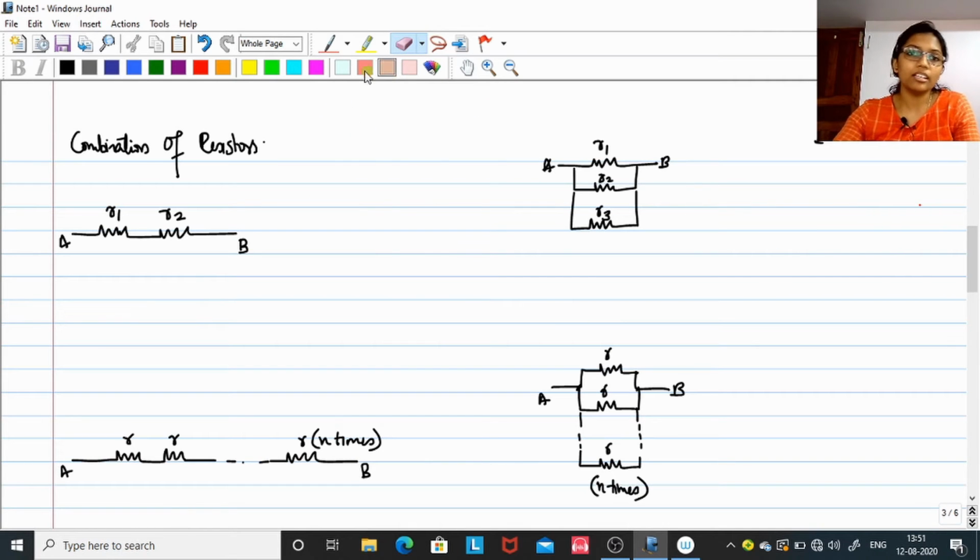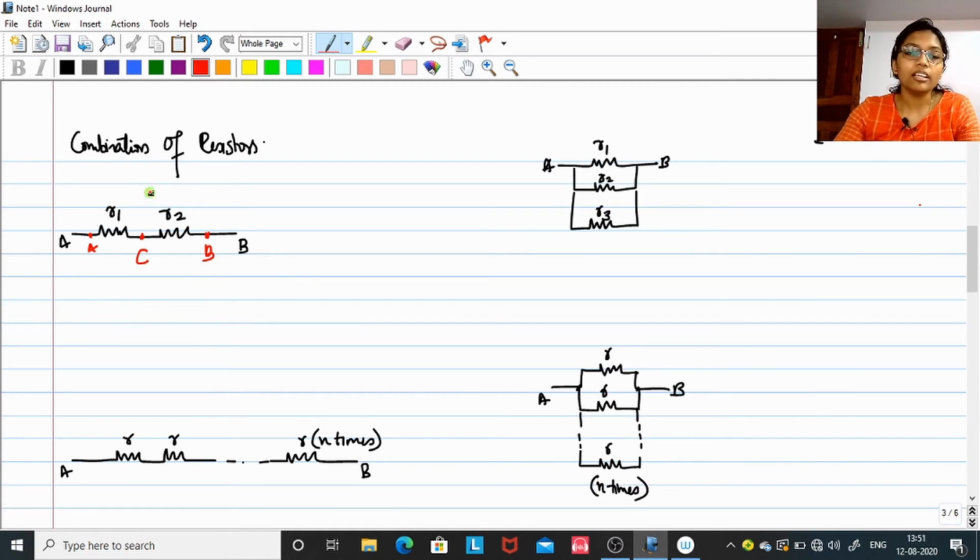Let me give you another viewpoint, that is to identify whether a given connection is a series one or a parallel one. For that, I am going to mark the terminals for each component that I have. That means for R1, this point is A and here it is B. For R2, B is already taken. Let me mark it as C. So R1 has two terminals A and C, and R2 has two terminals B and C.